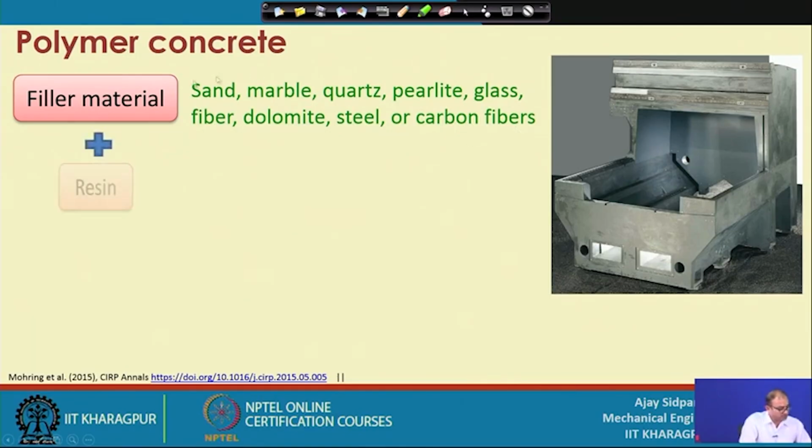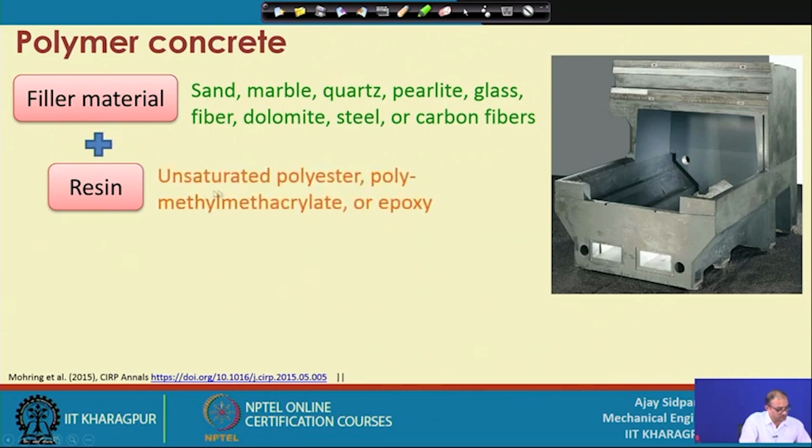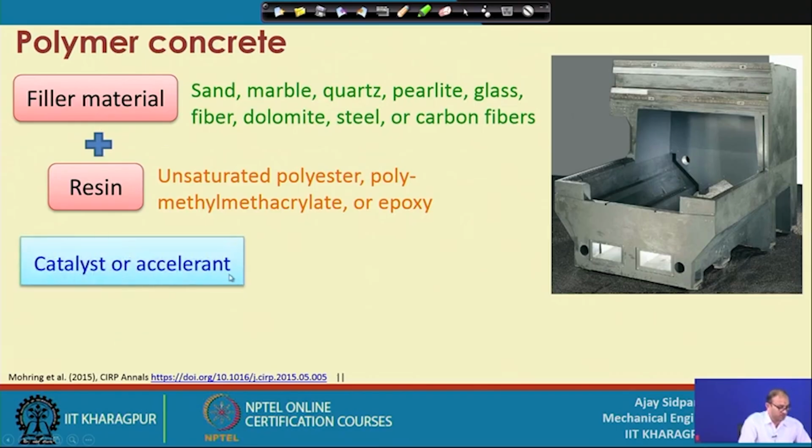So, you have to mix this filler material with the resin. If you mix two things, what are the resins? Unsaturated polyester, polymethyl methacrylate or epoxy. So, you mix these two things in the presence of a catalyst or the accelerant.